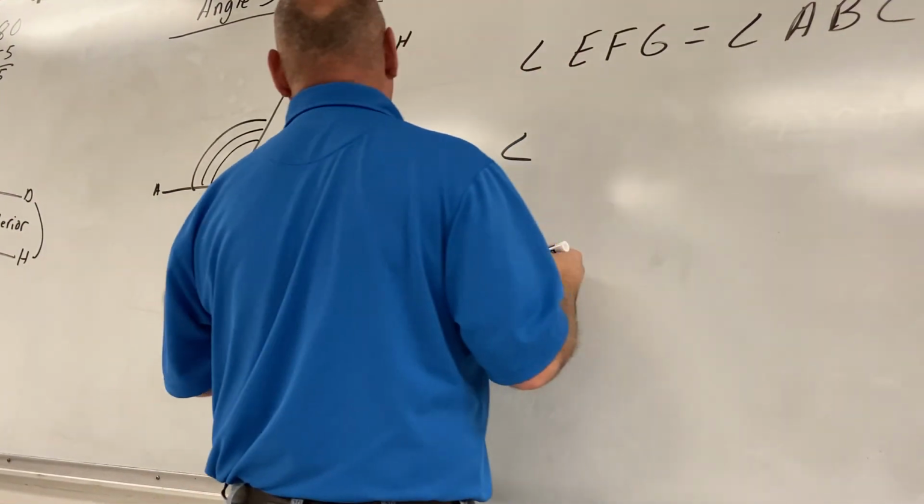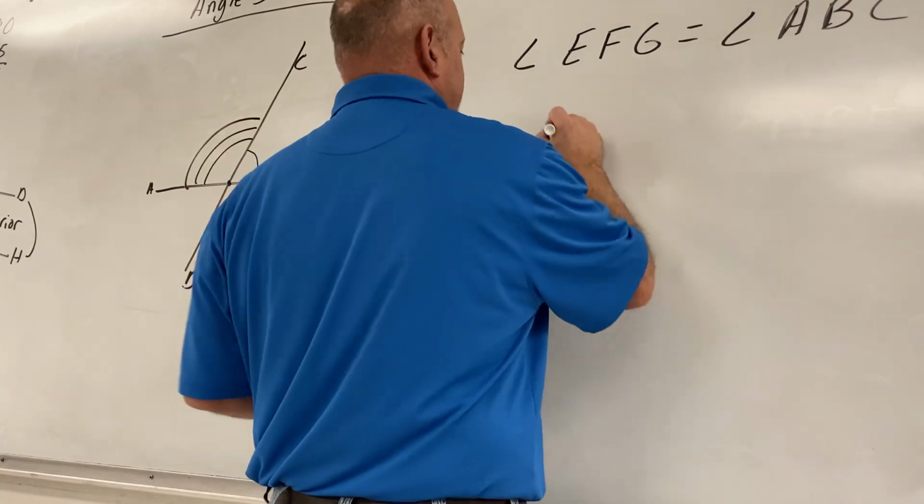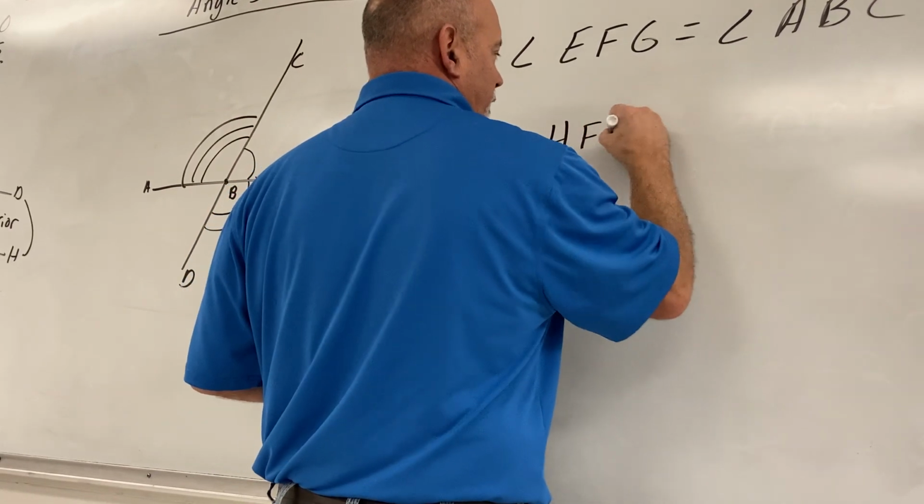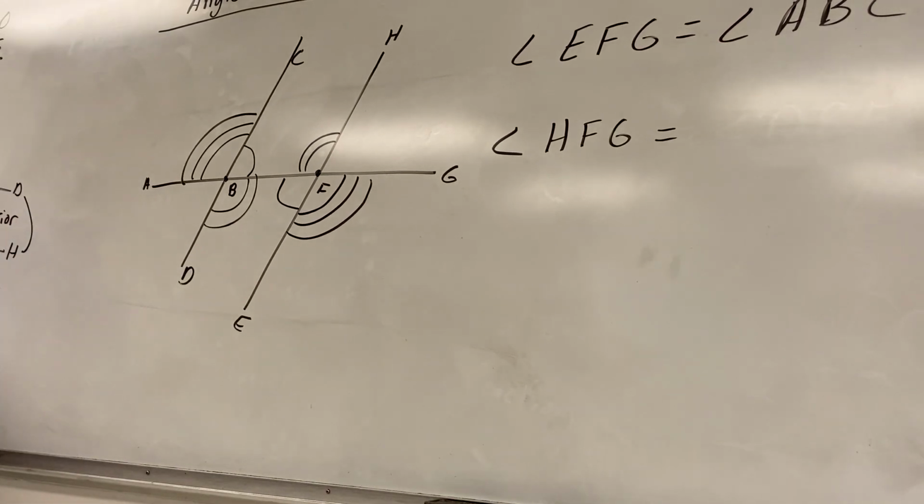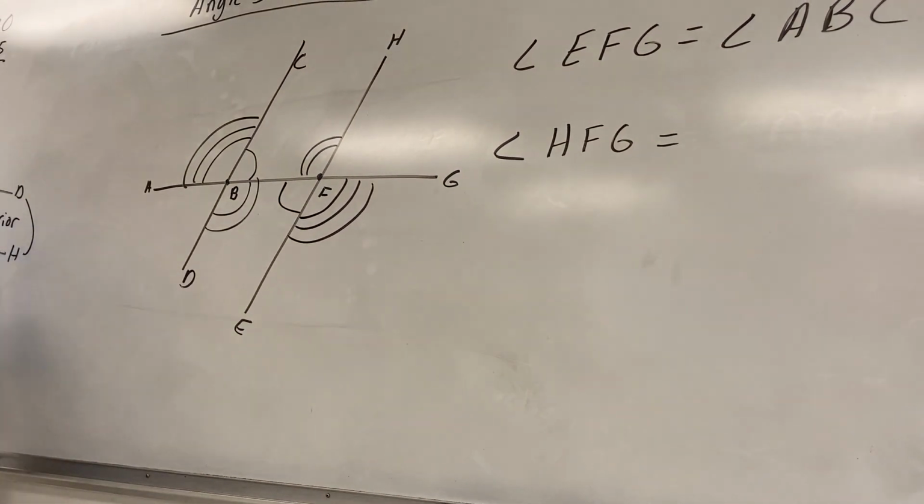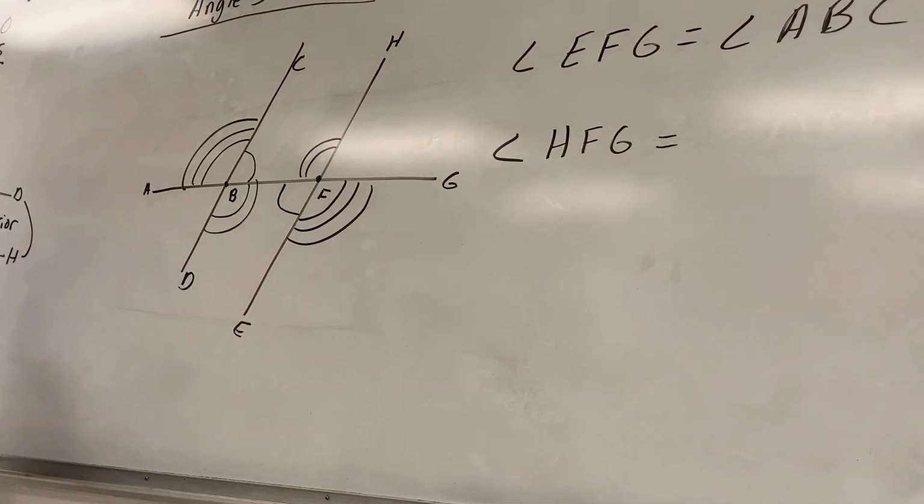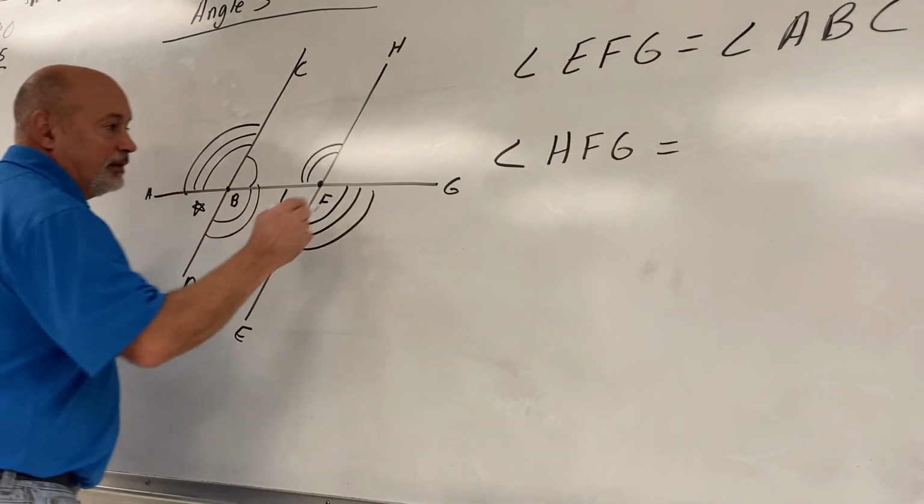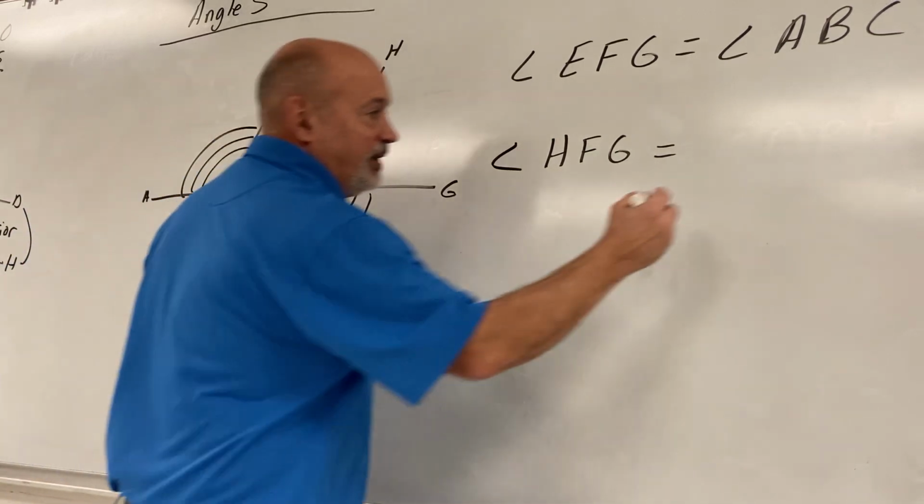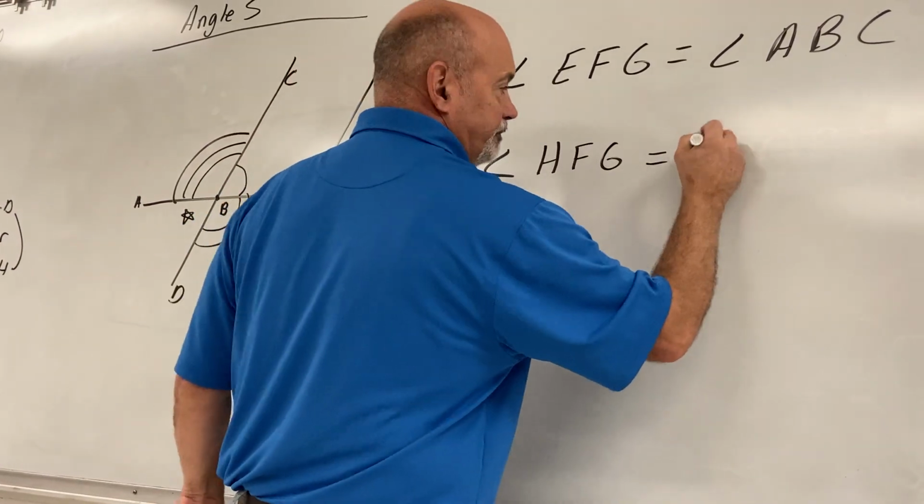All right, and lastly, we got HFG. What would be the alternate exterior of HFG? Angel. ABD. So let's put the star in that box. Those would be the same. ABD.